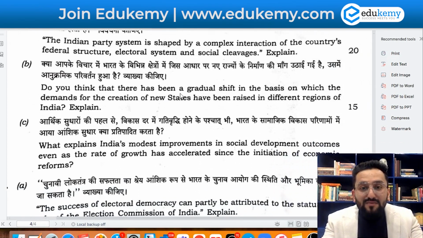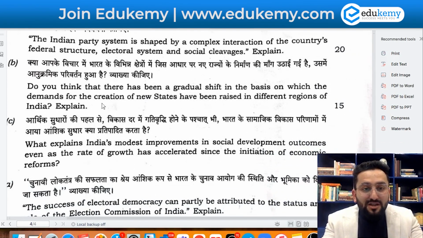Do you think that there has been a gradual shift in the basis on which the demand for the creation of new states has been raised? So what is the focus of this question? It is directly asking: do you know the factors on which demand is raised? We knew there was a time when the linguistic basis was the ground for creating new states. We know Potti Sriramulu, we know the recommendations of the SRC, the JVP committee.